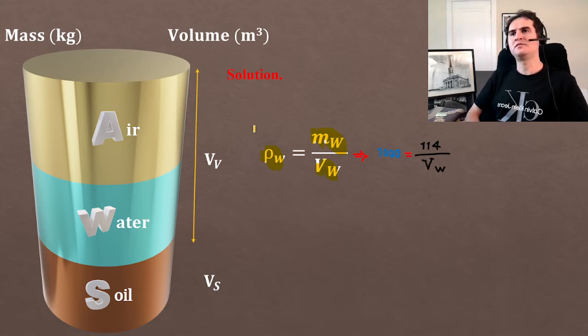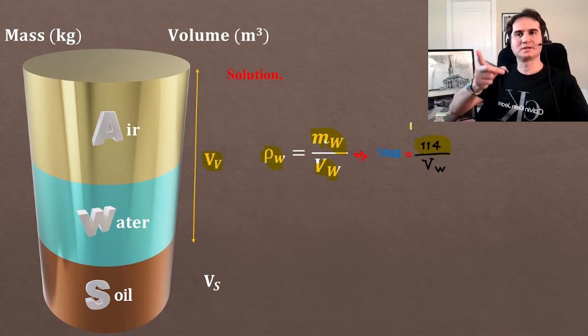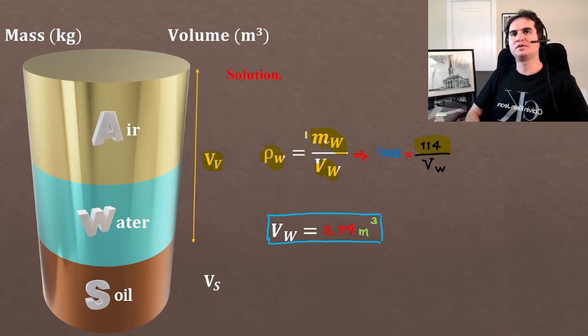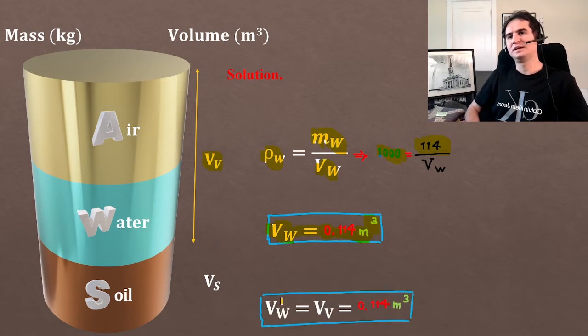We know density of water is mass of water over volume of water. And we already know the volume of void is equal to the volume of water. My bad, we are calculating the volume of water right now. So the volume of water is simply the mass of water, which we already calculated, over the density of water. That gives us 0.114 cubic meters. That's the volume of water, and we know the volume of water is equal to the volume of void.